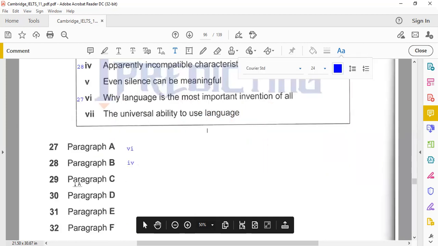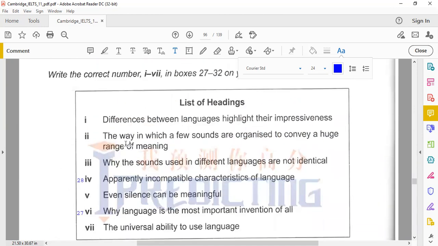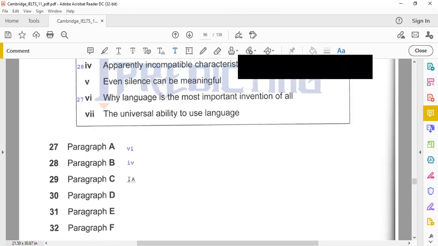Now read passage 3 and come on to the questions. Sometimes an example is given for the answer, but I think they have given up that practice. Previously they have been giving it. So when we read the passage, we'll come to know that this is in paragraph C: the way in which a few sounds are organized to convey a range of meaning. And this is 29, and we move right to here.